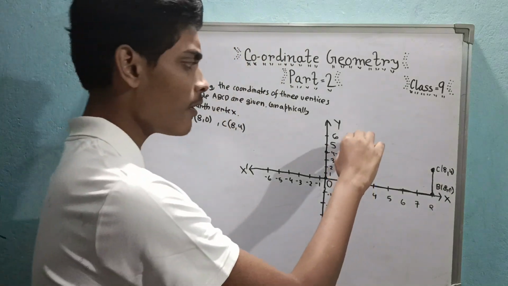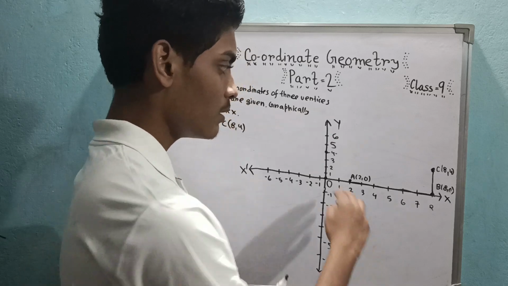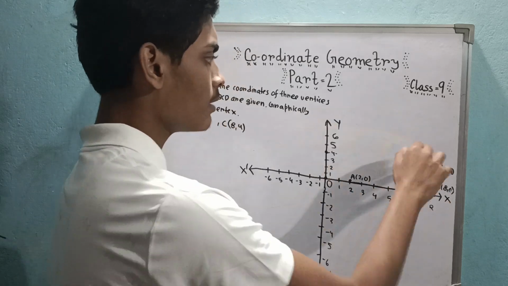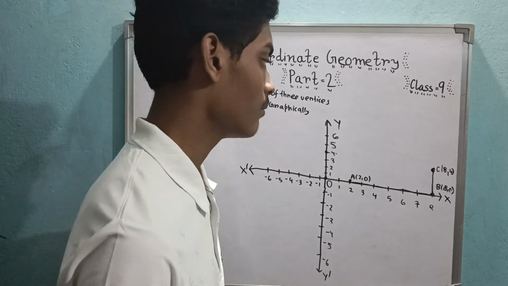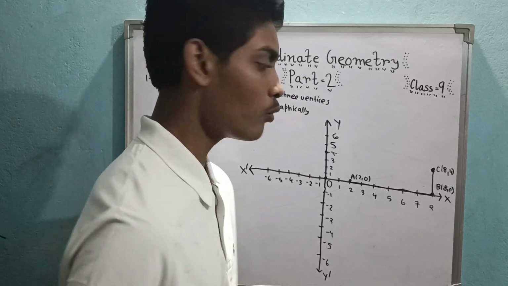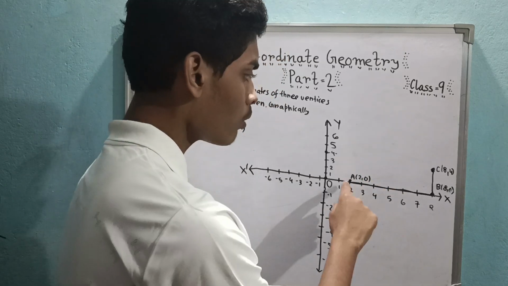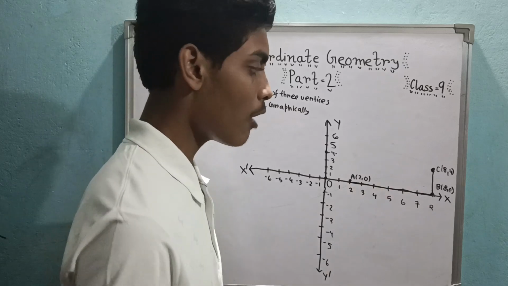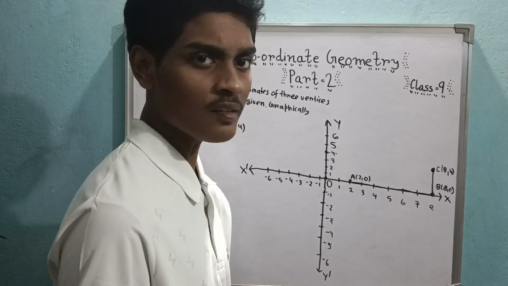So suppose anywhere here a point D is there. It should be placed in such a way that the length of AB is equal to the length of CD. Now what is the length of AB? A and B are lying on the x-axis, so we have to calculate the distance between those two points. As both points are on the x-axis, how can the distance be calculated? 8 minus 2, 6 units.